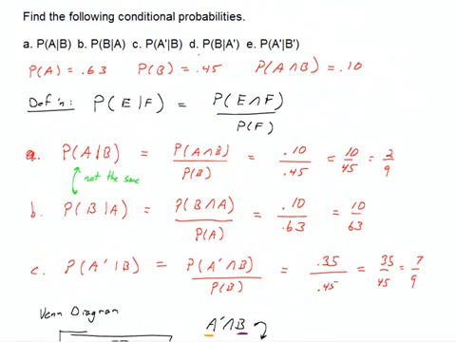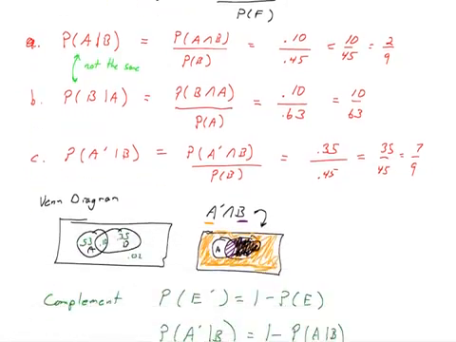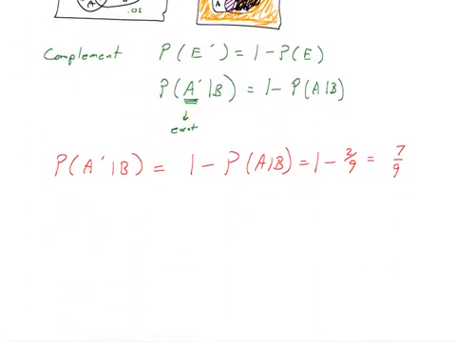Alright, the next one, D, probability of B given A complement. So this one's interesting because I want to show you that the complement rule can't be applied to that given piece.